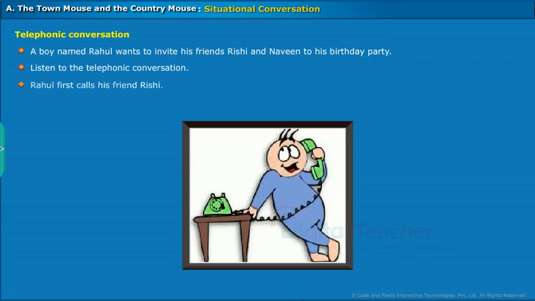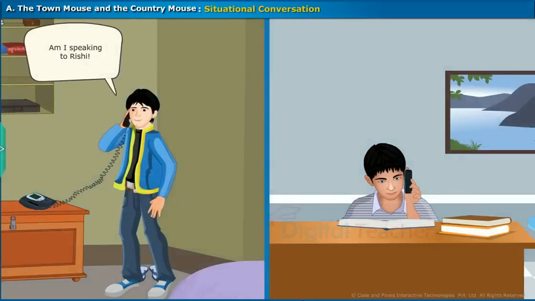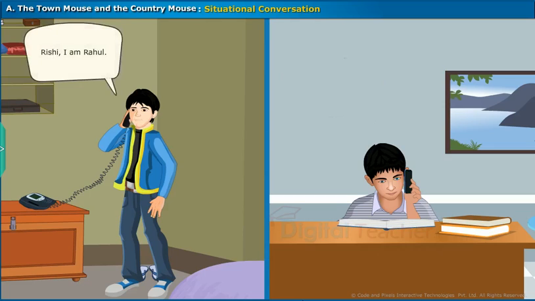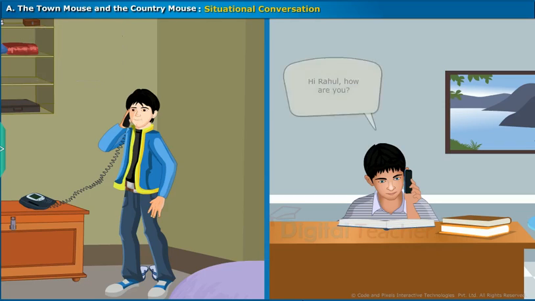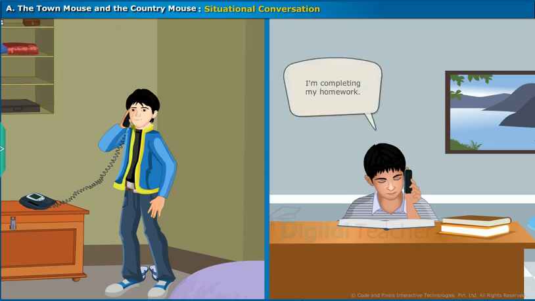Rahul first calls his friend Rishi. Am I speaking to Rishi? Yes, Rishi is speaking. Who is this? Rishi, I am Rahul. Hi Rahul, how are you? I am fine Rishi. What are you doing? I am completing my homework.